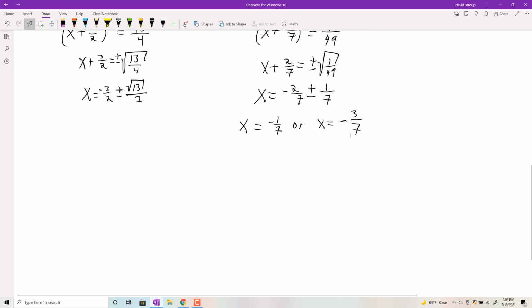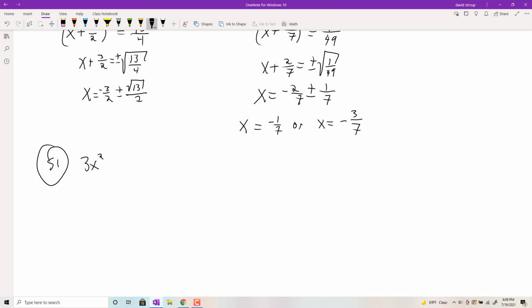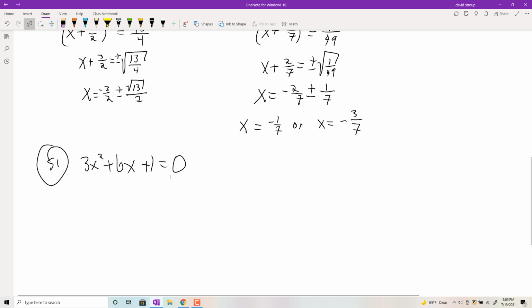Let's do another. 51, we got 3x squared plus 6x plus 1 equals 0. Okay, so for this guy, you need that leading coefficient to be 1. I'm going to move the 1 to the other side first. 3x squared plus 6x equals negative 1.